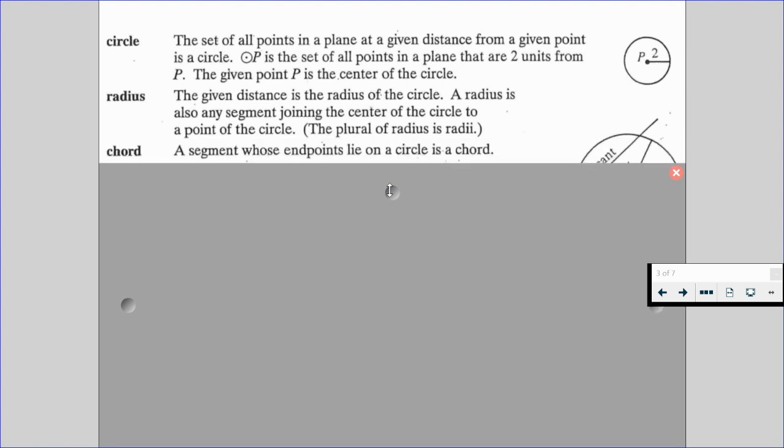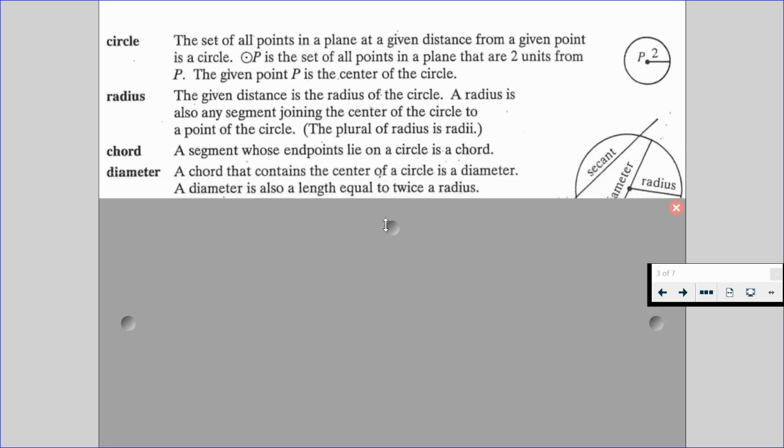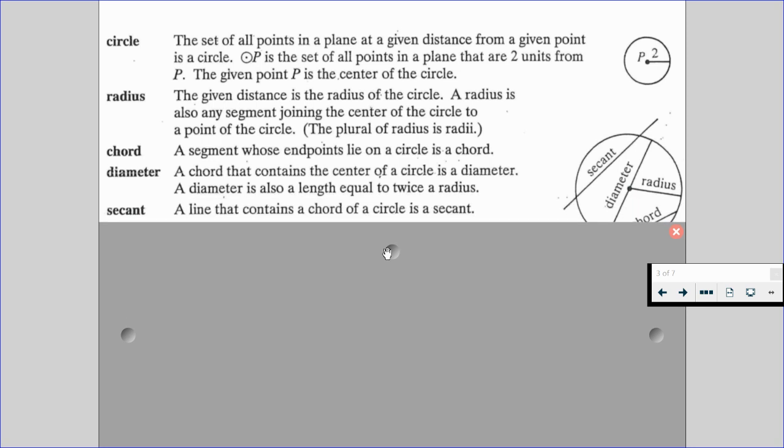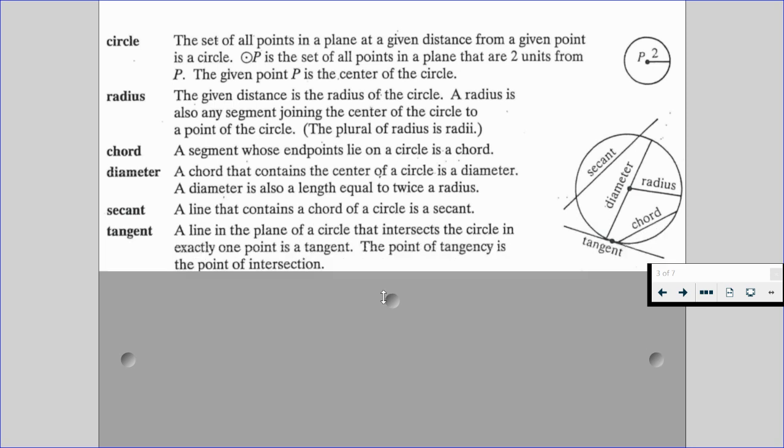We have what is called a chord. A chord is a segment whose endpoints lie on a circle. Then we have a special type of chord. We have a diameter. A chord that contains the center of a circle is a diameter. A diameter is also equal to twice a radius. We have what's called a secant. A line that contains a chord of a circle is a secant. And we have what's called a tangent. A line in the plane of a circle that intersects a circle in exactly one point is a tangent. The point of tangency is the point of intersection.